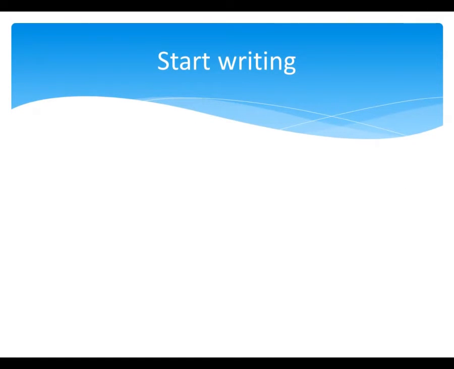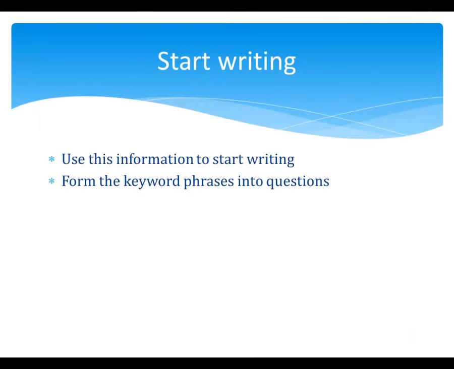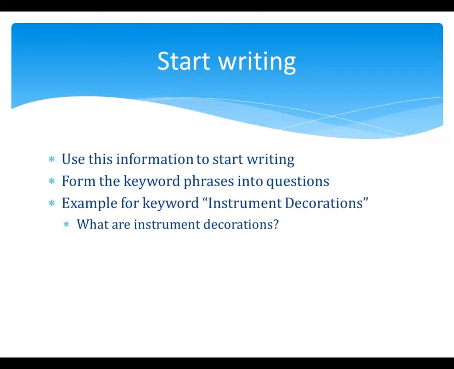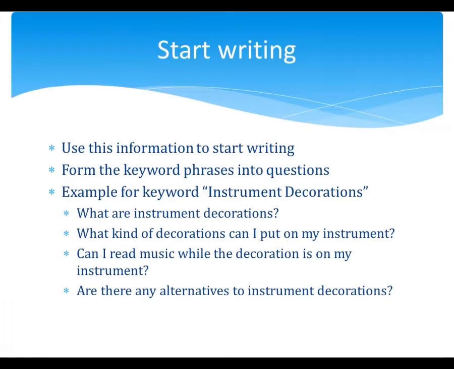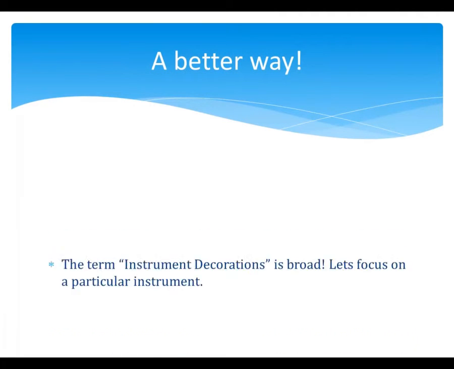Next thing you want to do is start writing. Use this information to start writing. Form the keyword phrases into questions. Example, for the keyword instrument decorations: What are instrument decorations? What kind of decorations can I put on my instrument? Can I read music while the decoration is on my instrument? Are there any alternatives to instrument decorations? Things of this nature. You want to answer a bunch of questions. So you want to have a Q&A basically on your website to have great content.